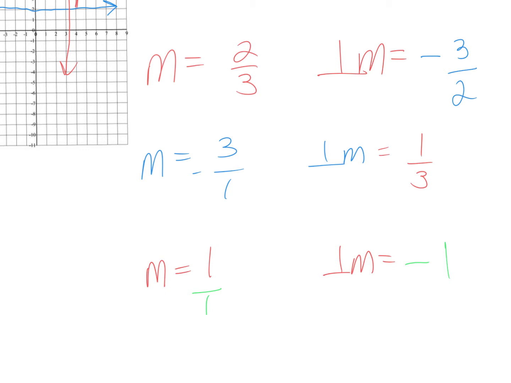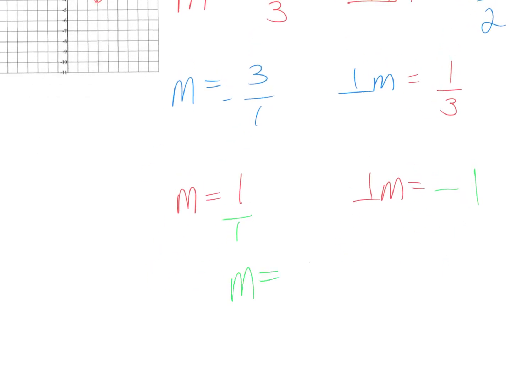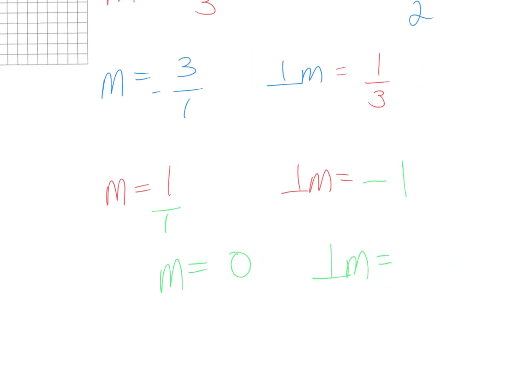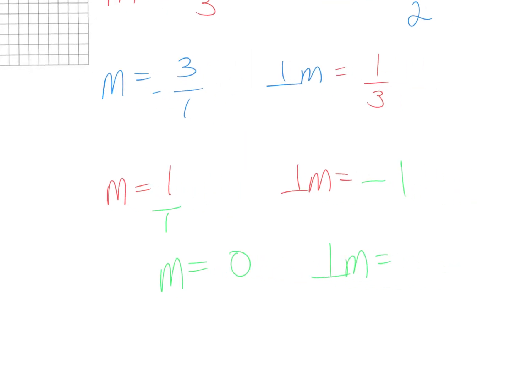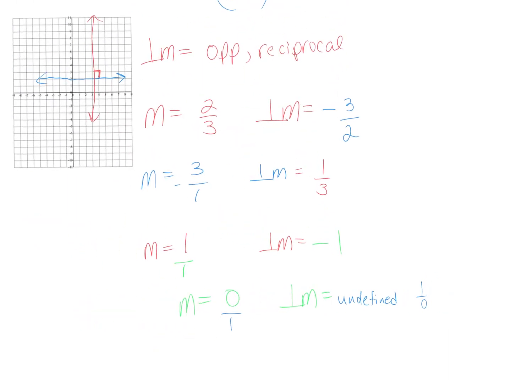What happens if your slope is 0? What's the perpendicular slope? Not 0. Think about this. What is it? Undefined. Very good. Because 0 over 1 is 0, but 1 over 0 is what? Undefined. So it's really important.